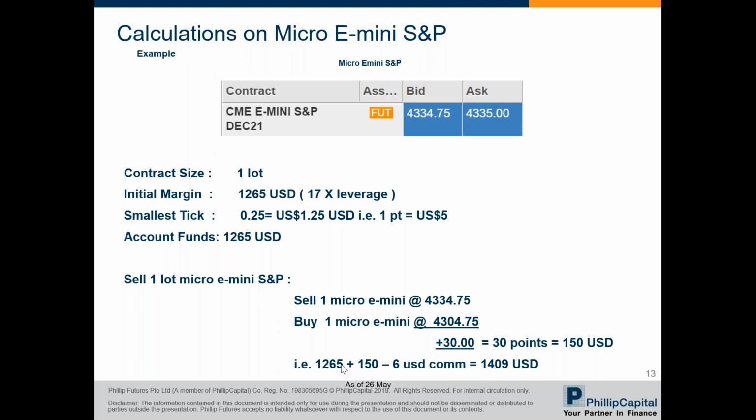So in your account right now, from 1,265, you add on 150 US dollars minus the commission of 6 US dollars, which is with that promotional rate, you will get 1,409 US dollars in the account. This is a simple example of a profitable trade where you sell the market and buy back at a lower price to capitalize on the bearish market. Let's now look at another example where we do not close out the position but leave the position open.